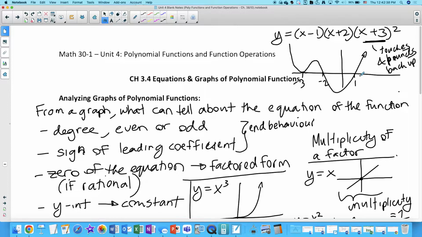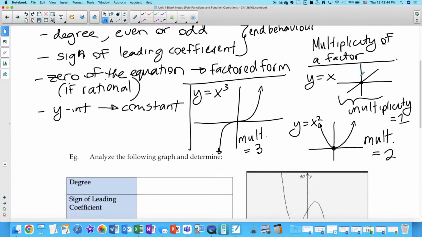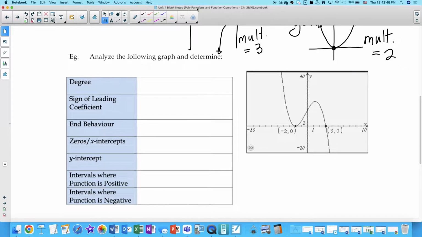Now, don't worry, we're going to break this process down. So let's take a look. Analyze the graph and determine the degree, the sign of the leading coefficient, end behavior, zeros, etc. So first, what is the degree of this function?